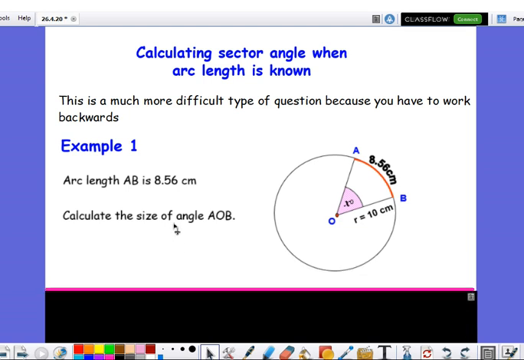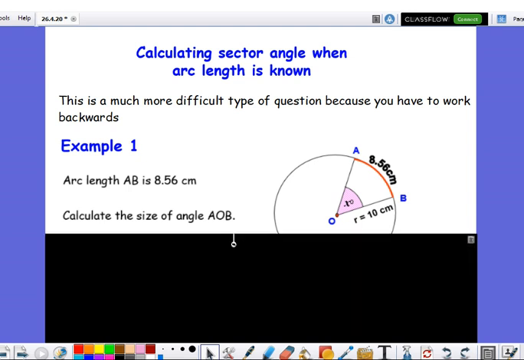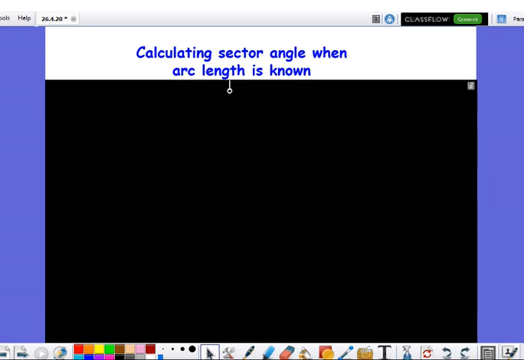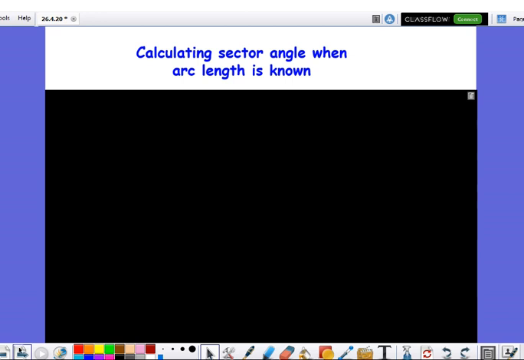So, this time, as you can see, we have a circle and then we have the sector. But this time, we're given the arc length. Usually we calculate that, but we don't have the angle at the centre. So it's a different type of question. We still have the radius, so we'll be able to work out the diameter from here. So I'm going to show you how to do this. This is quite a complicated question.